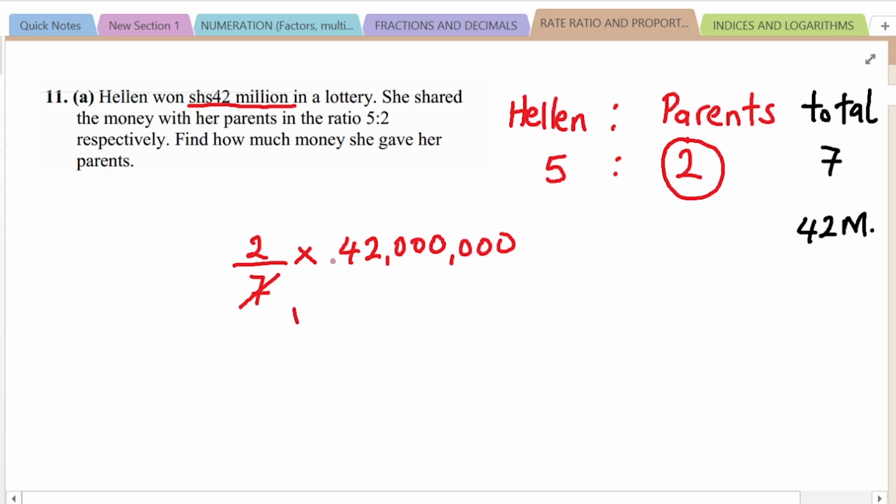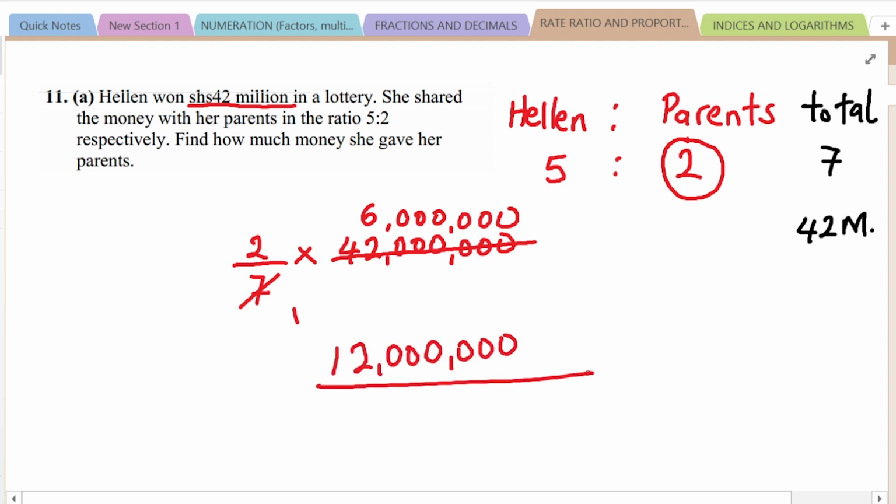So we shall say it's 42 million, then divided by 7, this is 6 million. So 6 million, multiply that by 2, that gives you 12 million. So that's how much money she gave her parents. Moving on to the next number.